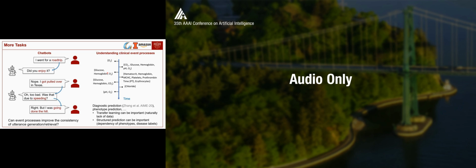In this direction, I believe transfer learning and structured prediction can be particularly important since they often lack learning resources due to privacy issues, and there are also dependencies among phenotypes and disease labels.